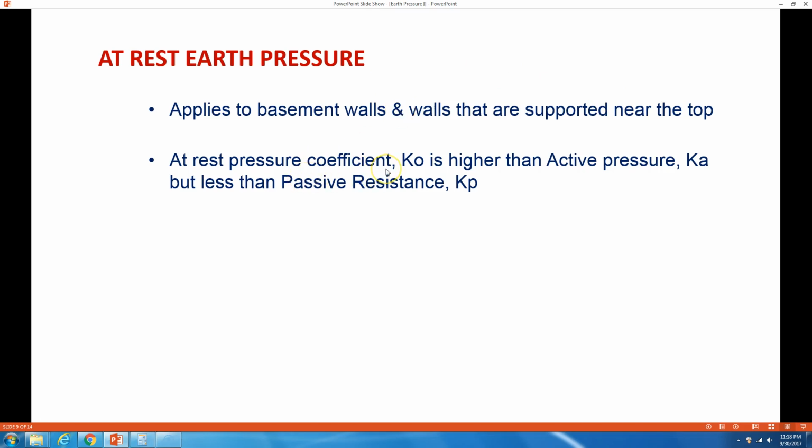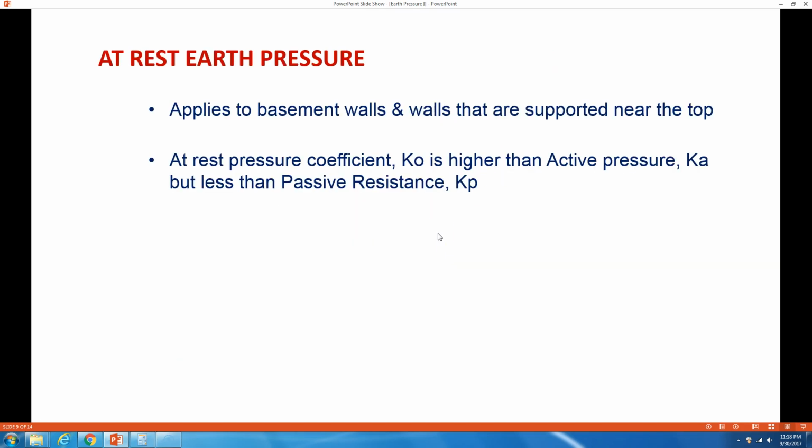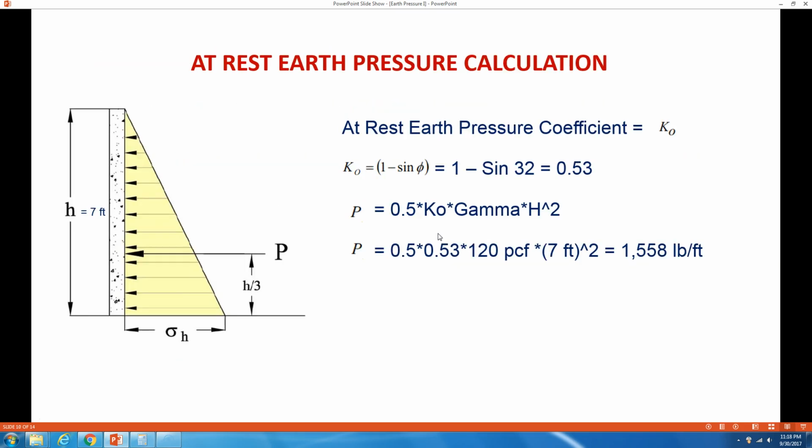Then the at rest pressure coefficient is noted as K sub naught, and it's higher than the active pressure but less than the passive resistance. So if you go back to the last diagram, here is at rest. It's higher than the active pressure, but it's less than the passive resistance. At rest, it's called K0. It's 1 minus sine phi. This is assuming the soils are normally consolidated.